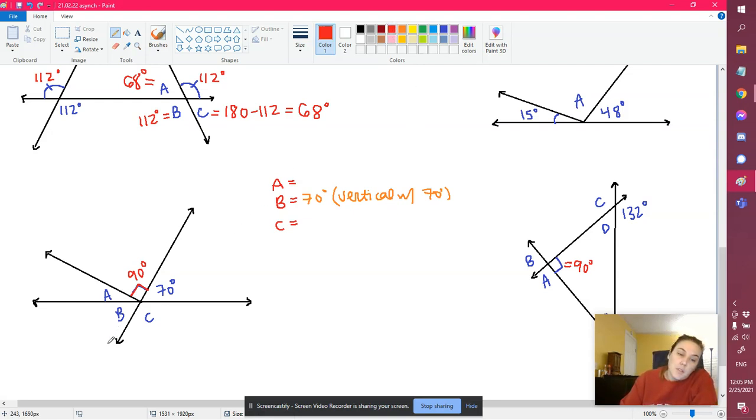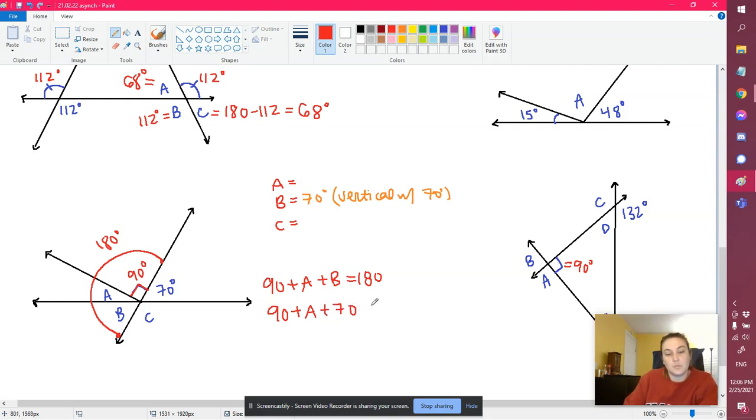What I want to notice is that 90 plus A plus B is going to equal 180, right? So over here, I can do an equation: 90 plus A plus B equals 180. And then we actually already know what B is. So we can fill in 70. And now we can add 90 and 70, get 160, subtract 160 from both sides, and get that A is equal to 20.